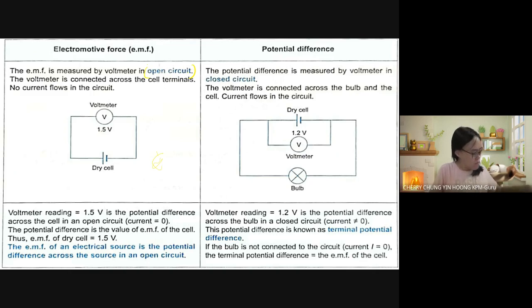Okay, in an open circuit, the voltmeter is connected across the cell terminal, so no current flows in the circuit. That's why, with only one dry cell, the voltmeter reading will be, let's see.